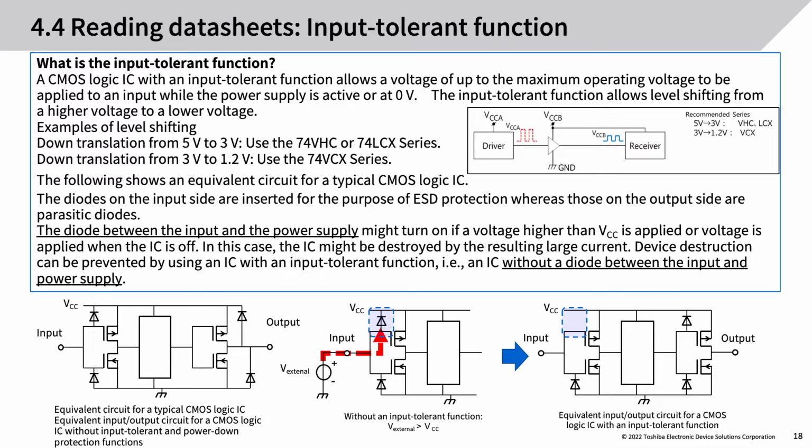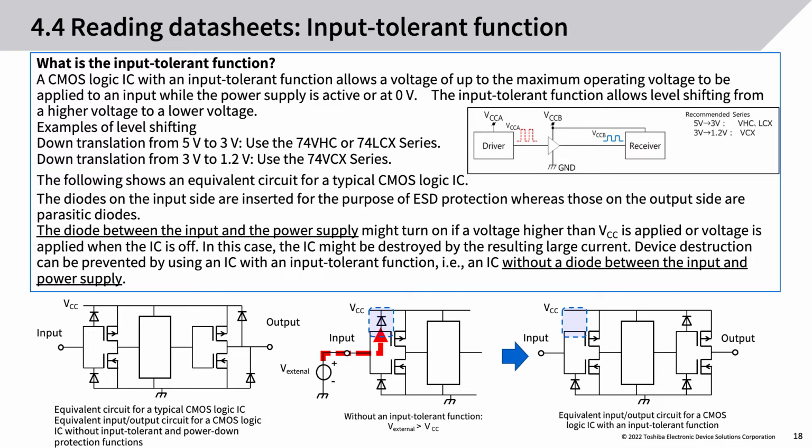Examples of level shifting. Down translation from 5 volts to 3 volts: use the 74VHC or 74LCX series. Down translation from 3 volts to 1.2 volts: use the 74VCX series.